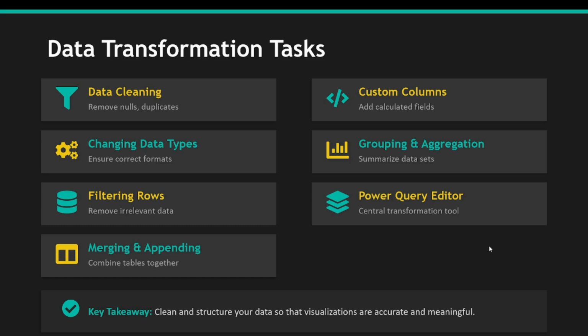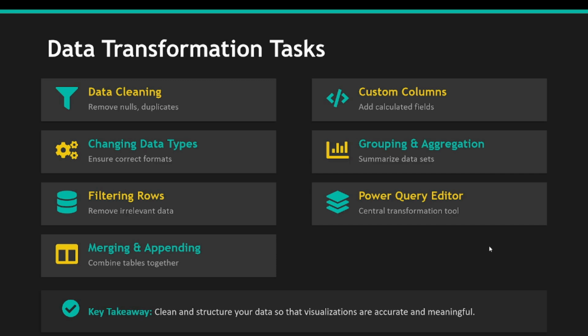The third task is filtering rows. Not all the data in your source is relevant to your analysis. For example, you might want to exclude cancelled orders, filter out test accounts, or focus only on a specific time period. Power Query allows you to apply row level filters to remove irrelevant data before it even enters your data model. This not only keeps your model clean and focused, but also improves performance by reducing the volume of data being loaded.